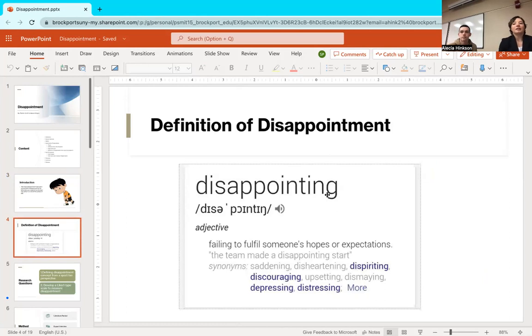Disappointment can be defined as failing to fulfill someone's hopes or expectations. The emotion of disappointment is felt every day in a myriad number of ways. Sports teams can disappoint by not winning, not signing the right free agent, making poor trades, raising ticket prices, etc.